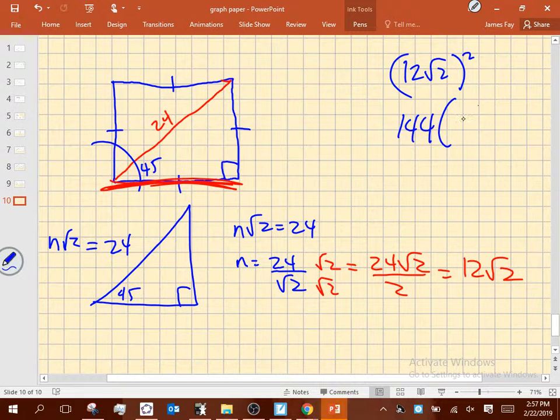What is radical 2 squared? 2. What do I get? 288. What are these units? Are they centimeters? So it would be centimeters squared. Now, here's the thing. Why is that important? That's a pretty nice number, isn't it?